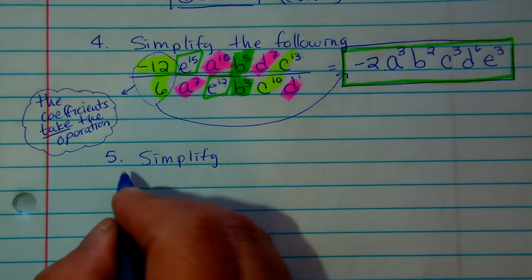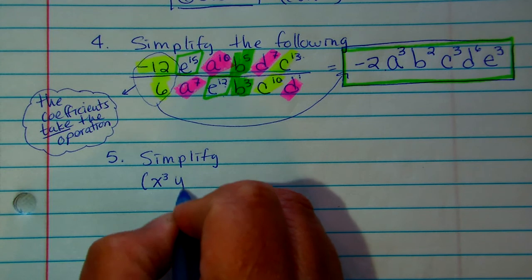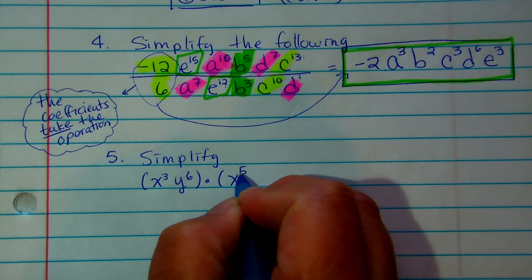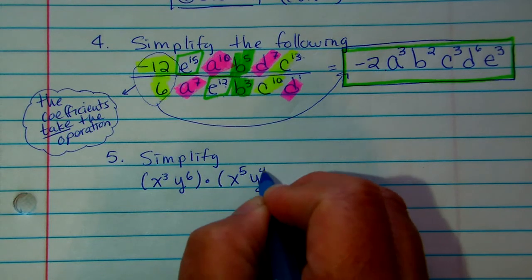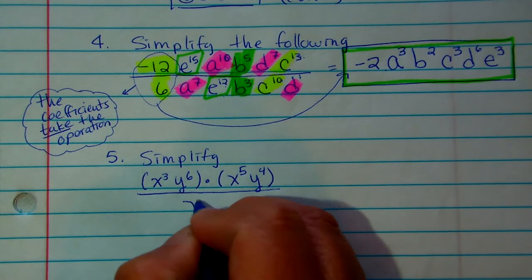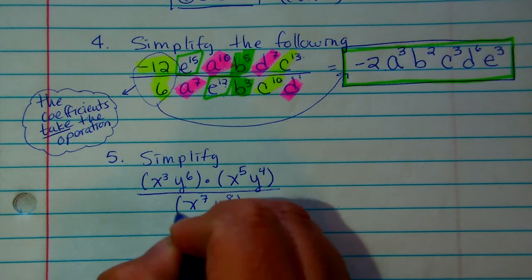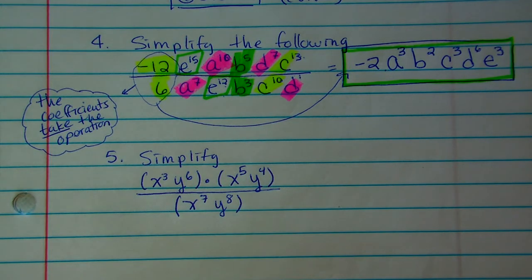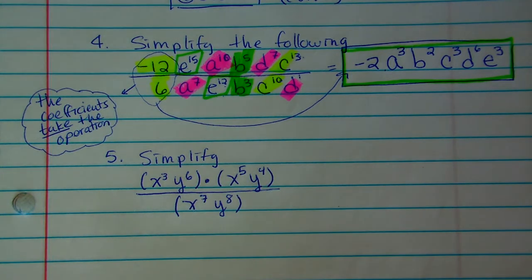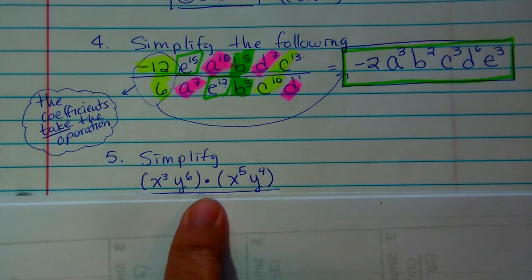Okay, in this one we have x to the power of 3, y to the 6, times x to the power of 5, y to the 4, everything divided by x to the power of 7, y to the power of 8. Okay, so look at what we have right now. Now we have a multiplication on the top. So if I cover the top, the bottom, what do we have here?